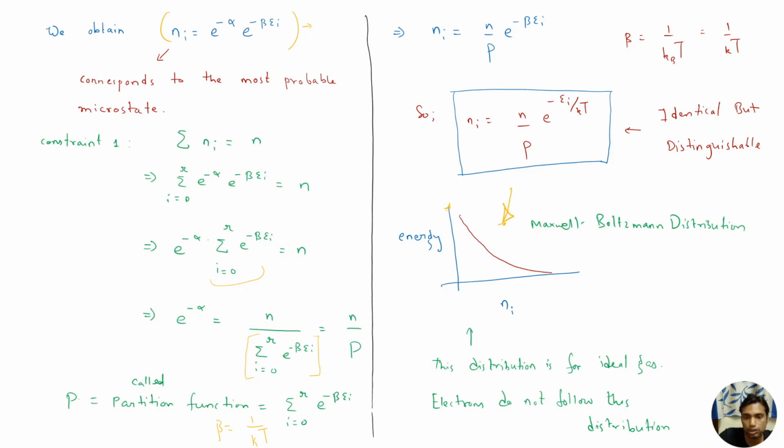This distribution that we see here is called the Maxwell-Boltzmann distribution, and it looks like this curve. If energy is plotted on the y-axis and number of particles on the x-axis, when energy is 0, ni is n by P, and it falls exponentially like this. This comes when the particles are identical but distinguishable. The fact that they are distinguishable tells us that the particles are classical.